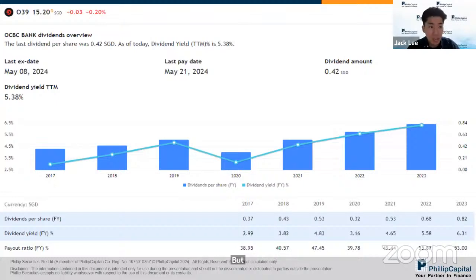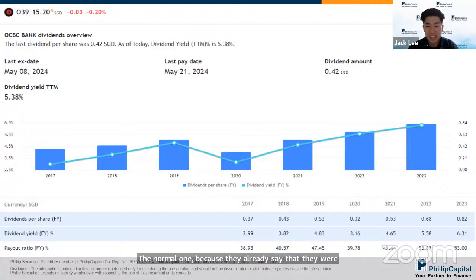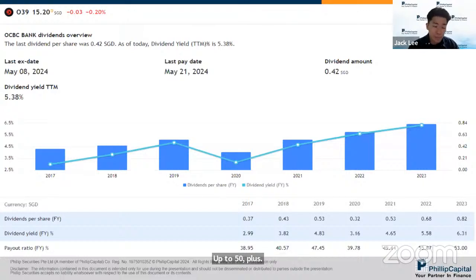Comparing DBS, UOB, OCBC, I think UOB will be the normal one because they already say that they will cap at around 50%. But DBS and OCBC actually say that they will increase their payout ratio up to 50% plus. So we can estimate OCBC and DBS have more dividend yield compared with UOB.